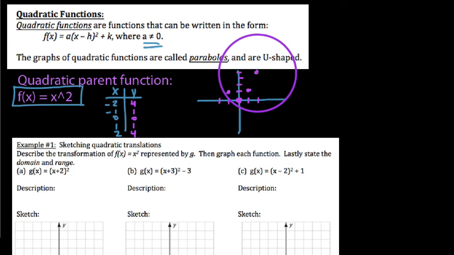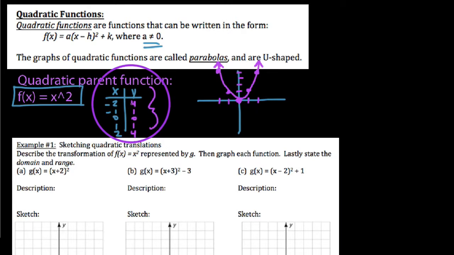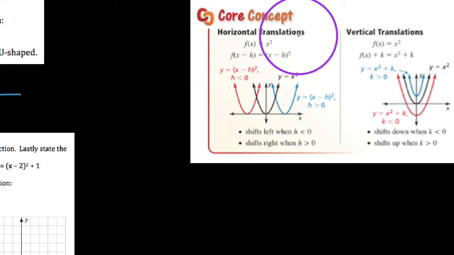But this is the parent function. What we'd like to be able to do is use what we know about graphical transformations to quickly sketch the graphs of these functions without having to make a table of values every single time. So as we move into this video, we're going to be referring to transformations that we're already familiar with, but also trying to tie it back into this new form that we're looking at here, which is really just some a value times the squared quantity with this h value here, plus this loose constant on the end here, a, h, and k.